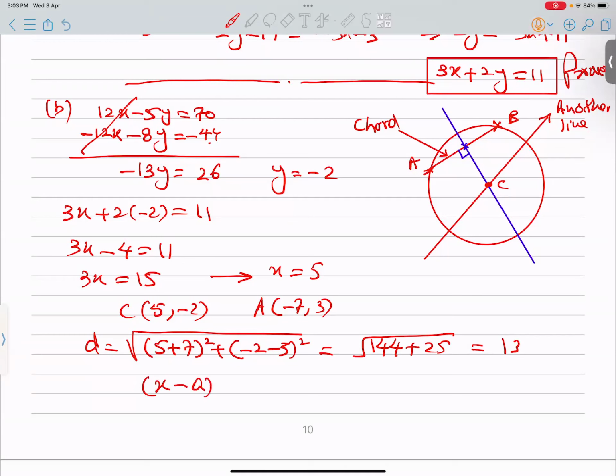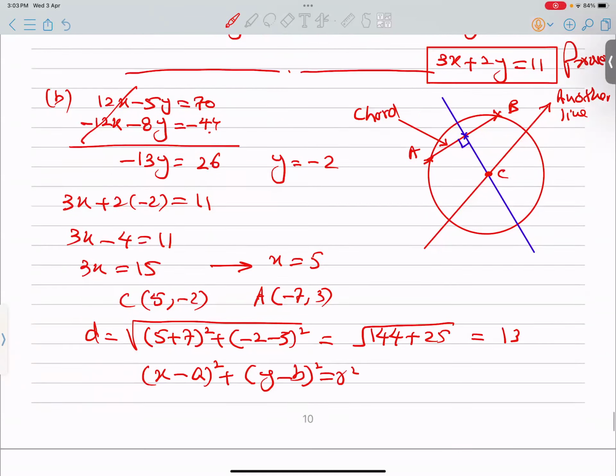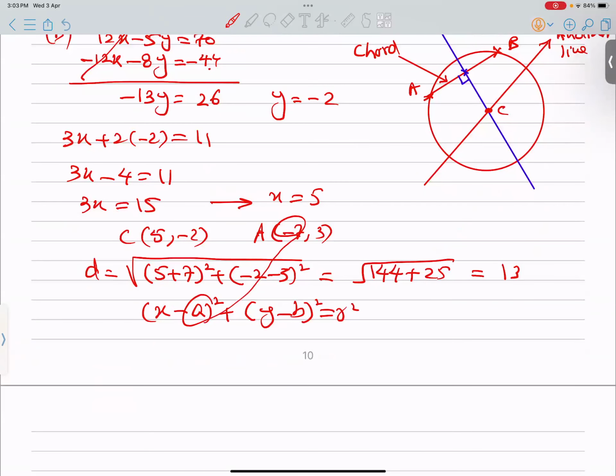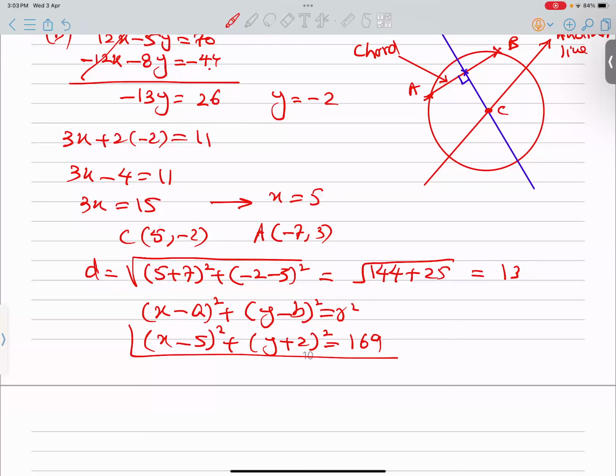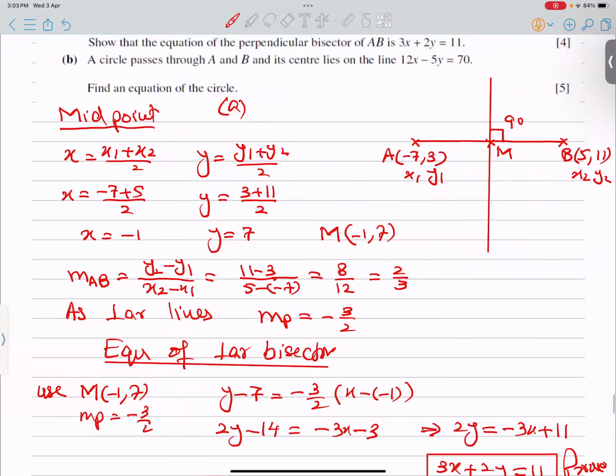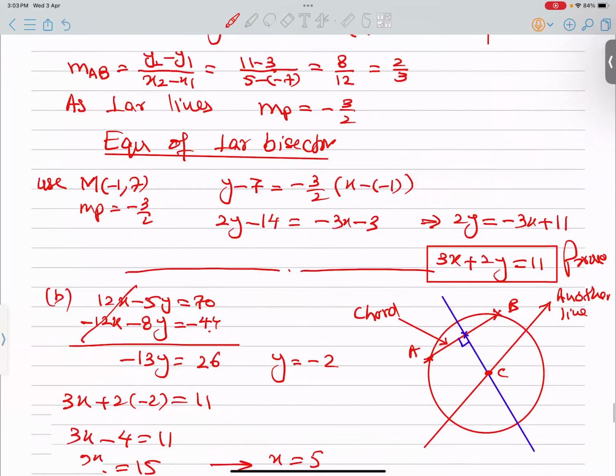So what is the formula for the equation of a circle? (x minus a) whole squared plus (y minus b) whole squared equals r squared. And what does a stand for? The x value of the center of the circle. And b stands for the other one. So y minus this minus, and this minus becomes plus. And 13 squared comes here. You expand it or you leave it, no problem at all. And this is our final equation of the circle. And he was asking to find the equation of the circle for 5 marks.